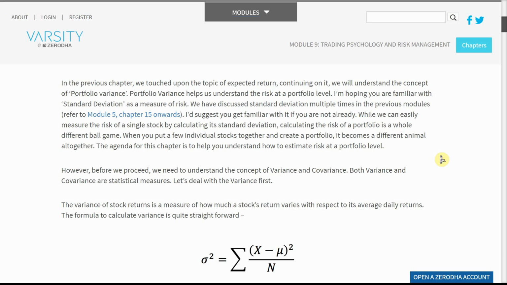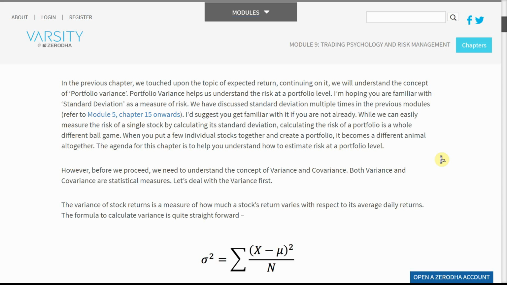I'm hoping you are familiar with standard deviation as a measure of risk. We have discussed standard deviation multiple times in the previous modules. Refer to Module 5, Chapter 15 onwards. I'd suggest you get familiar with it if you are not already.